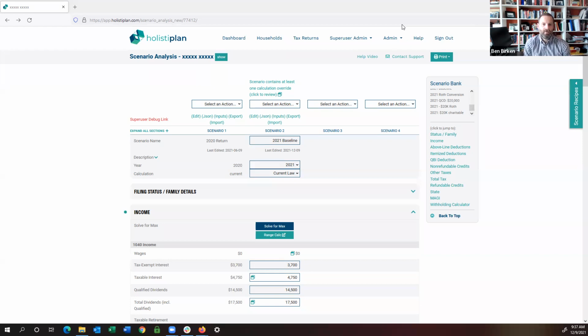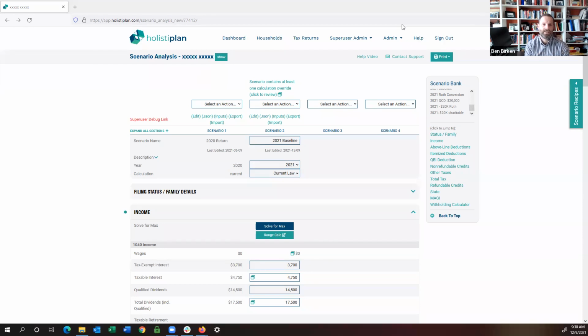And in this video, we're going to talk a little bit about the solve for max and range calc functions within Holistiplan, which are huge aids in doing scenario planning and modeling and having a computer do what a computer is supposed to do, which is make your life a lot easier, as opposed to the iterative processes that most tax planning and other tax software currently uses.